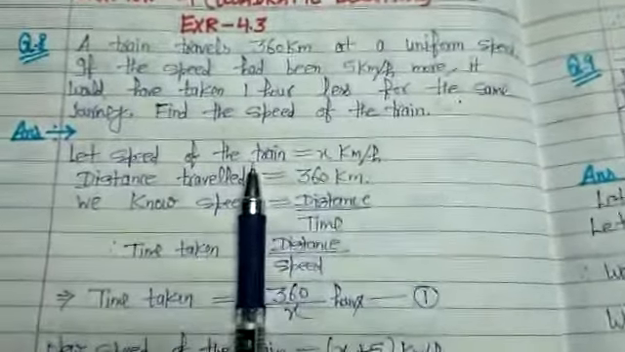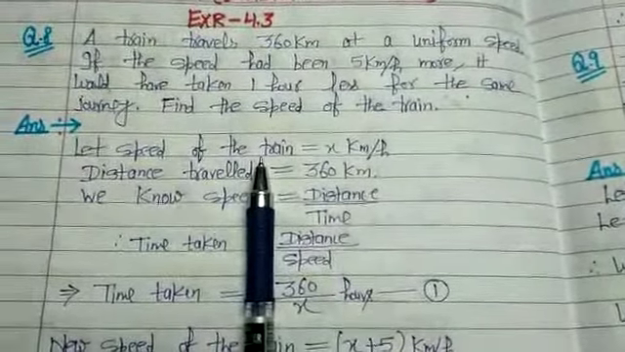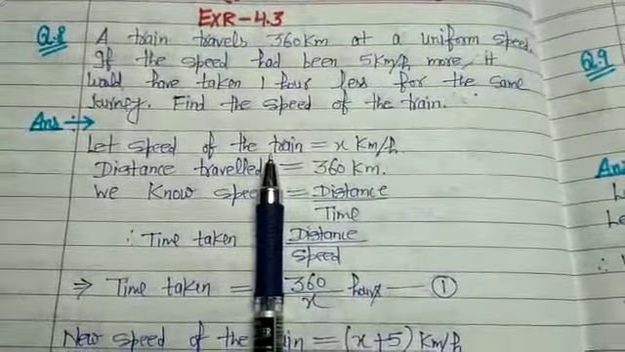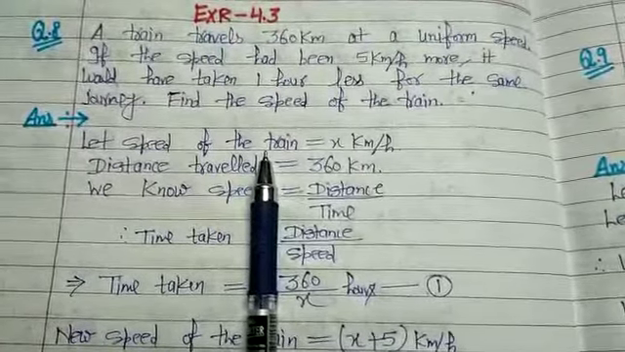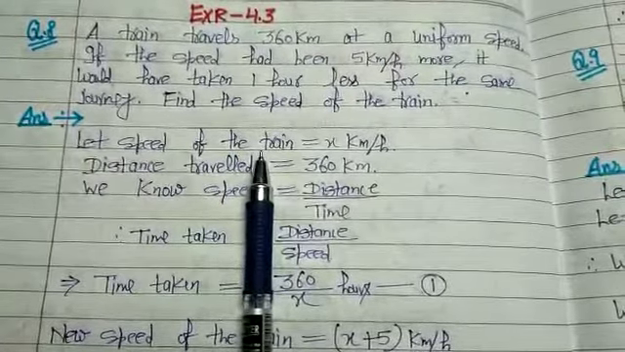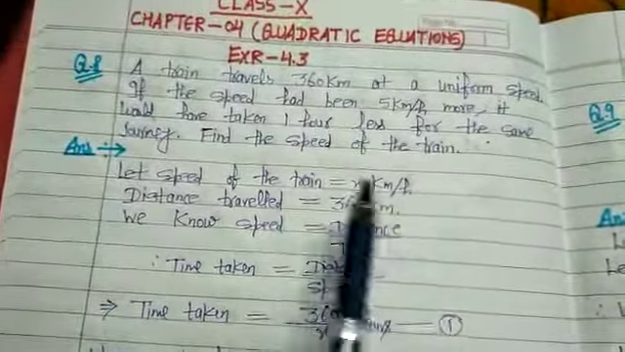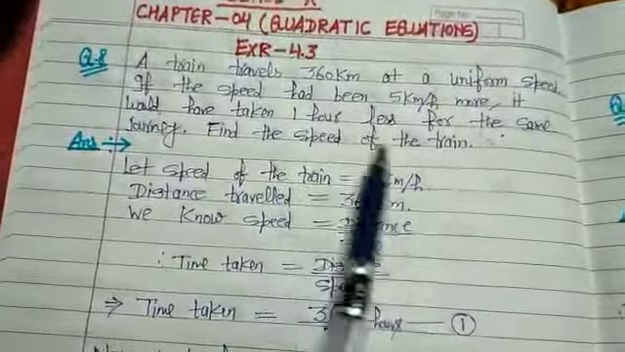A train travels 360 km at a uniform speed. If the speed had been 5 km per hour more, it would have taken 1 hour less for the same journey. Find the speed of the train. So in the last line, we have to find the speed of the train.